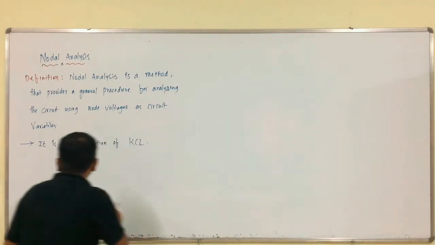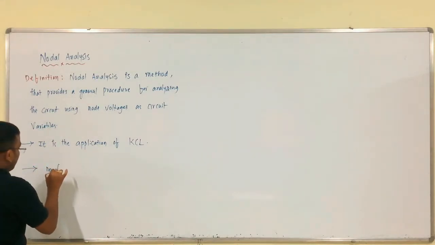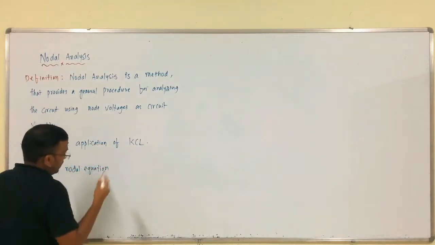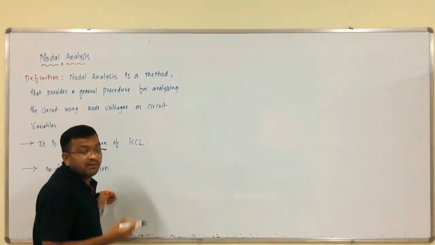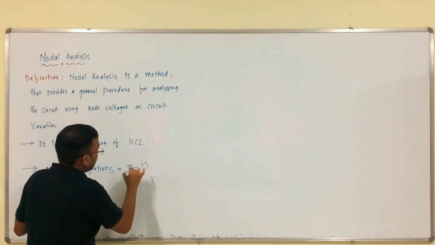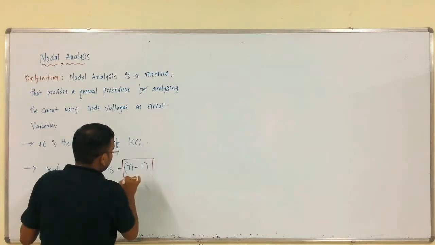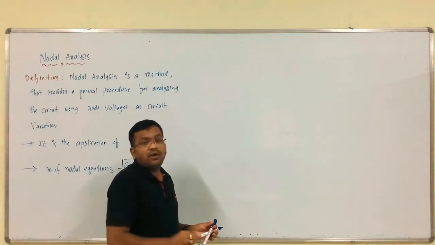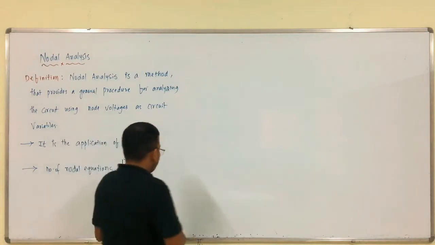One more important point, number of nodal equations. So, there in case of mesh analysis we have what? Number of mesh equations equals B minus n plus 1, number of branches minus number of nodes plus 1. Here it is n minus 1, that is number of nodes minus 1. Therefore, we get that number of nodal equations. Okay.